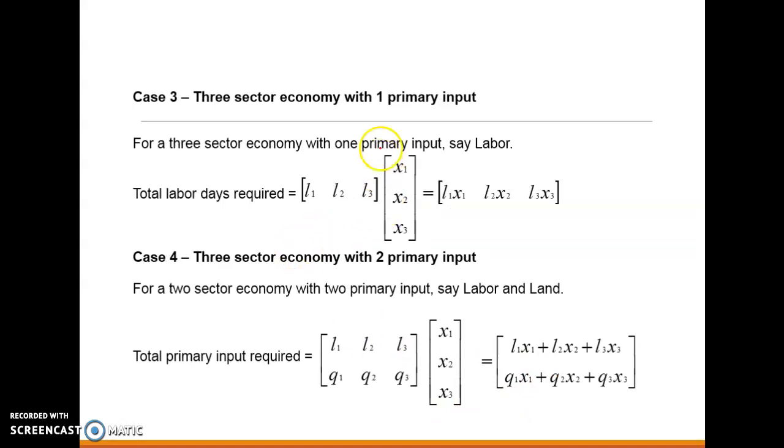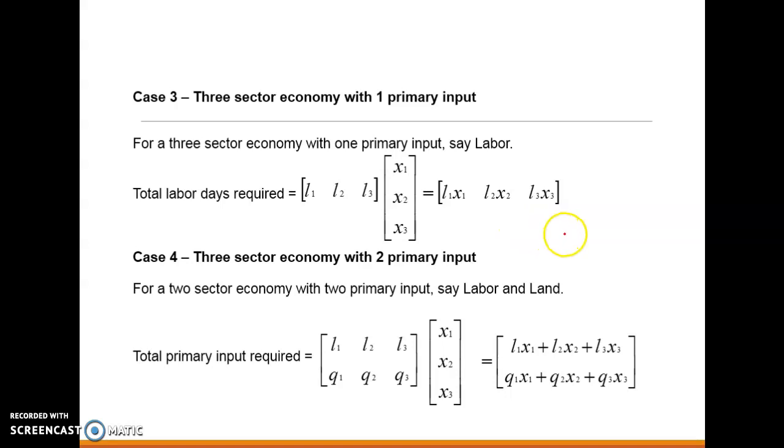Next case, when there are three sector economies with just one primary input, that is labor. In that case, the formula will be expanded. So it will be L1, L2, L3 multiplied with X1, X2 and X3. The next simple case is a three sector economy with two primary inputs. In this case, it is L1 X1 plus L2 X2 plus L3 X3, and for land it is Q1 X1 plus Q2 X2 plus Q3 X3. These Q1, Q2, Q3 are the coefficients of land, which we calculate the way we did for labor.